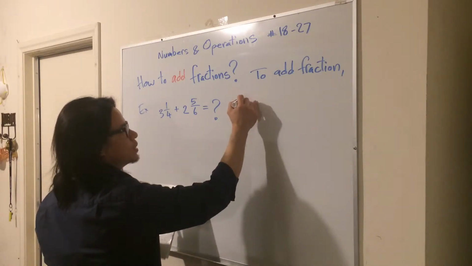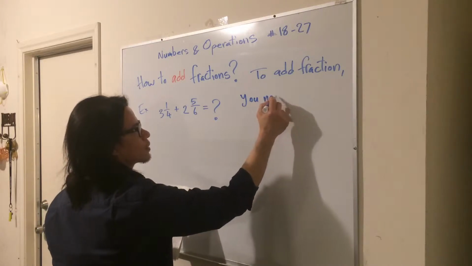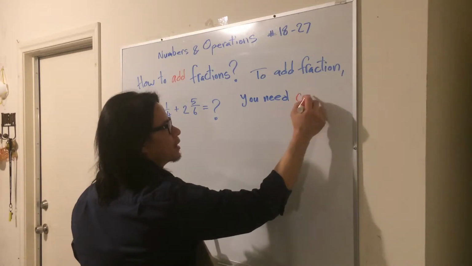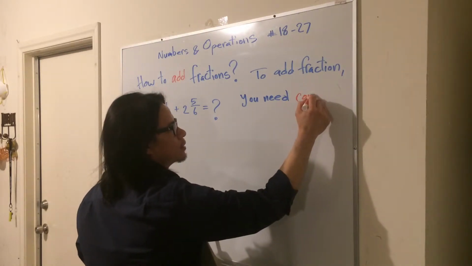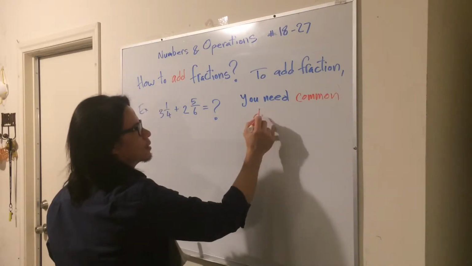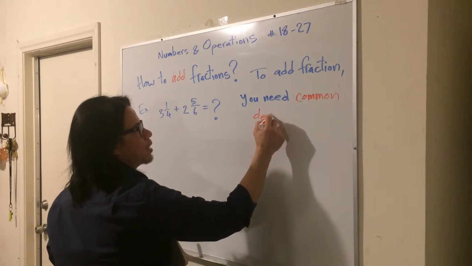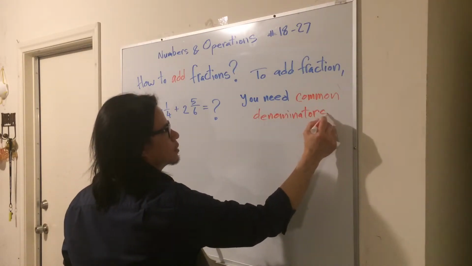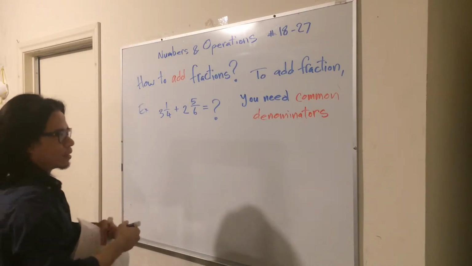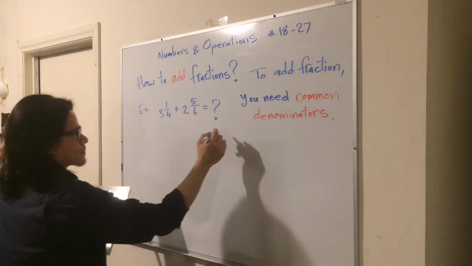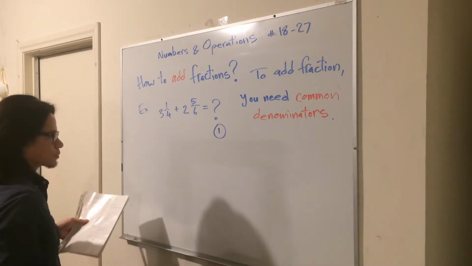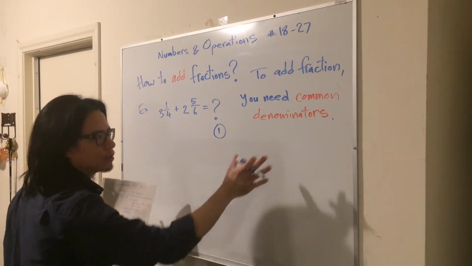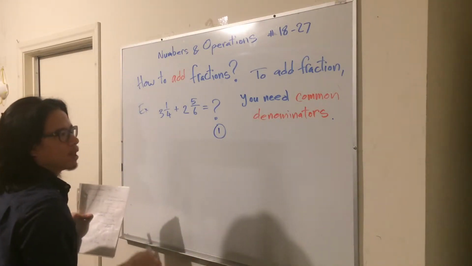To add fractions, you need common denominators. Make sure to spell it correctly: denominator. Okay. You need common denominators. So first, let's find the least common multiple in order to tell us what the common denominator is.